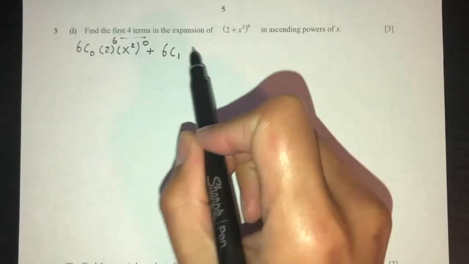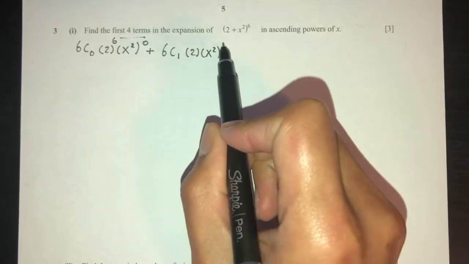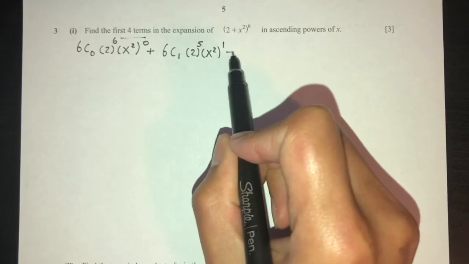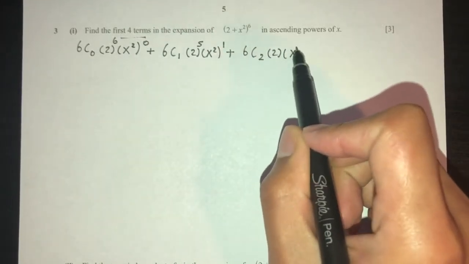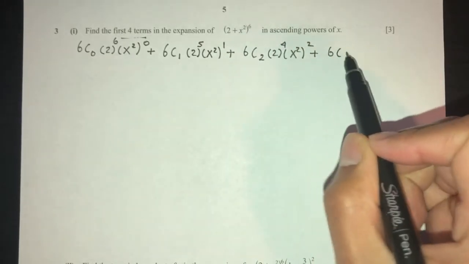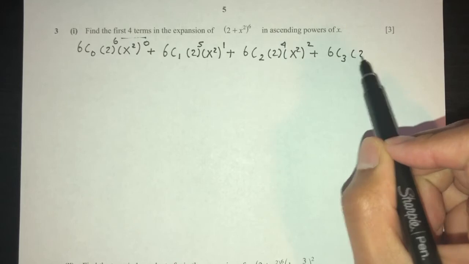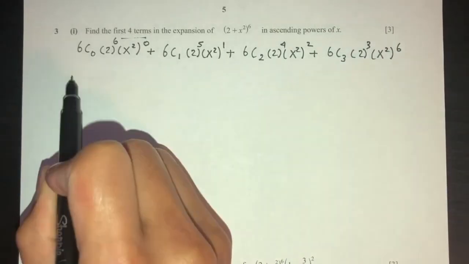So 6 choose 1. So we have 2 and x squared. This is 1, this becomes 1, and this becomes 5. Plus 6 choose 2. This is 2, and x squared. This is 2, this becomes 4. And finally, the fourth term, 6 choose 3. 2 power 3, x squared power 3.